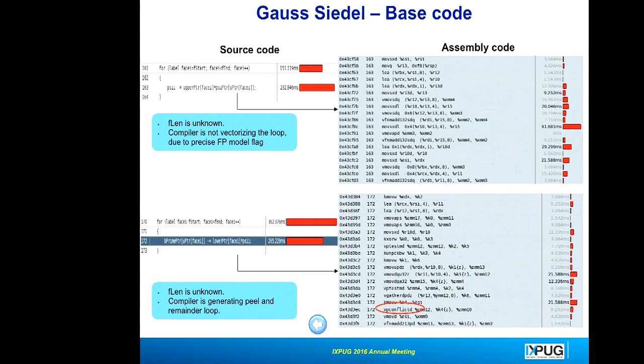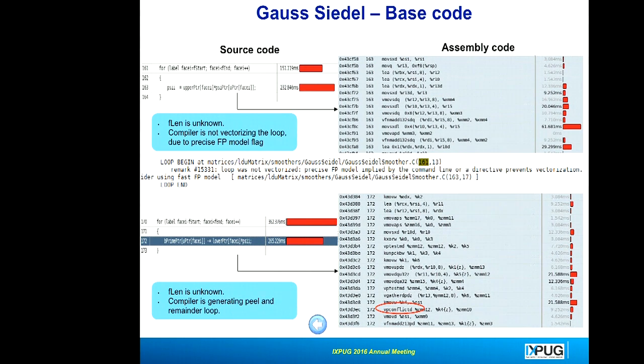You can see here the first loop is not vectorized, also because we are using the FP precise flag, and we cannot avoid that because it would impact the performance. The second loop is vectorized, but it is doing conflict detection. So the first vec report shows that it is not vectorized due to FP model, and the second loop is vectorized but has some conflict detection overhead.